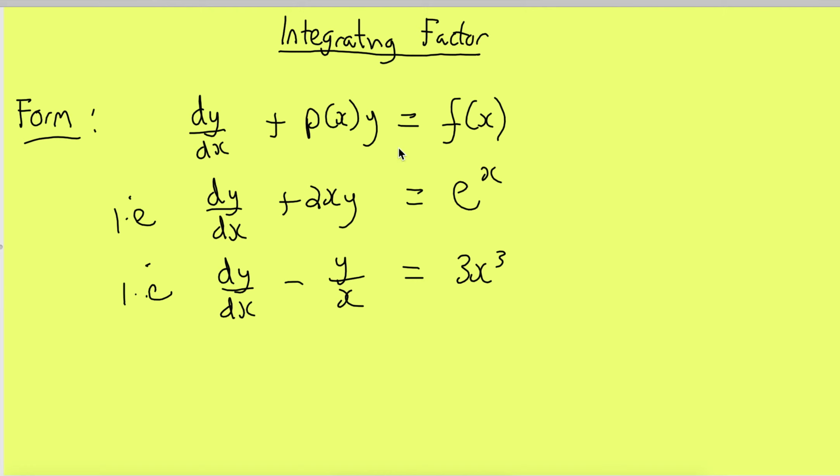A good way of doing that is just covering up whatever the y is. So if I cover up that y, p of x is 2x. If I cover up that y, that means that p of x is 1 over x, right? So it's a key thing being able to pull that out.